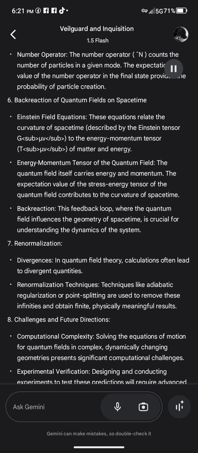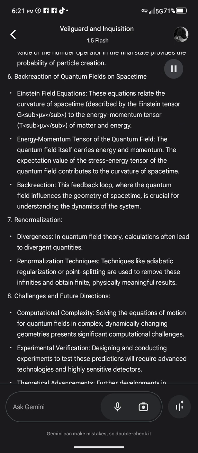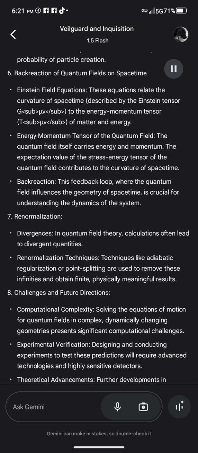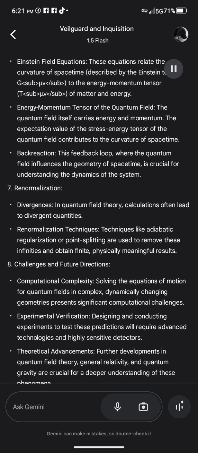6. Back reaction of quantum fields on spacetime, Einstein field equations. These equations relate the curvature of spacetime, described by the Einstein tensor G_μν, to the energy-momentum tensor, T_μν, of matter and energy, energy-momentum tensor of the quantum field. The quantum field itself carries energy and momentum. The expectation value of the stress-energy tensor of the quantum field contributes to the curvature of spacetime. Back reaction. This feedback loop, where the quantum field influences the geometry of spacetime, is crucial for understanding the dynamics of the system.